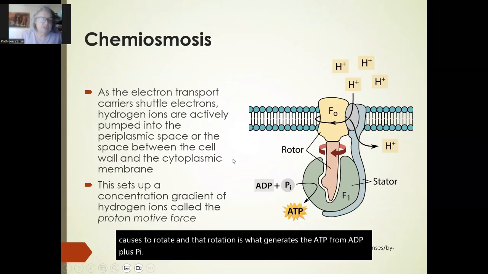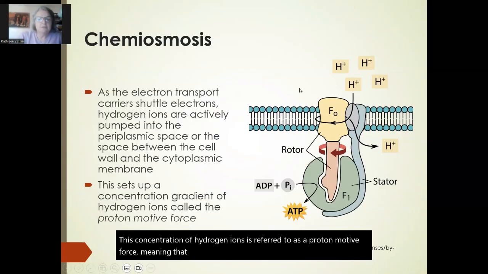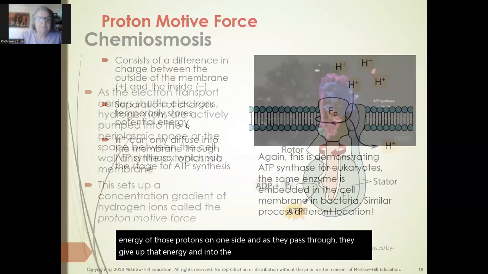This concentration of hydrogen ions is referred to as a proton motive force, meaning that you have more protons on one side than you have on the other side. And that is a type of potential energy. You've stored the energy of those protons on one side, and as they pass through, they give up that energy in the form of ATP.